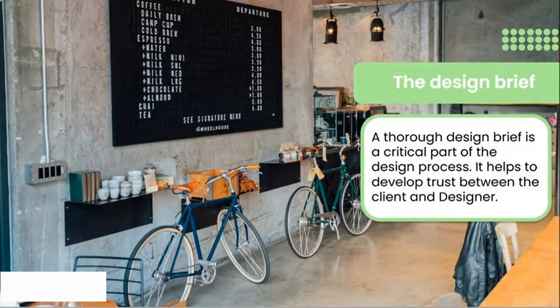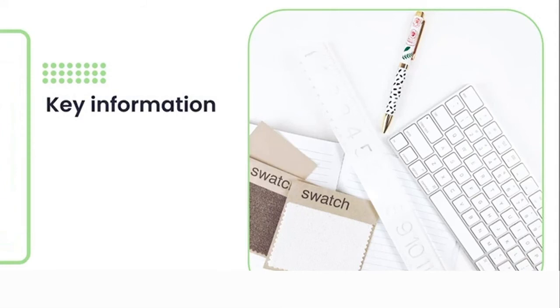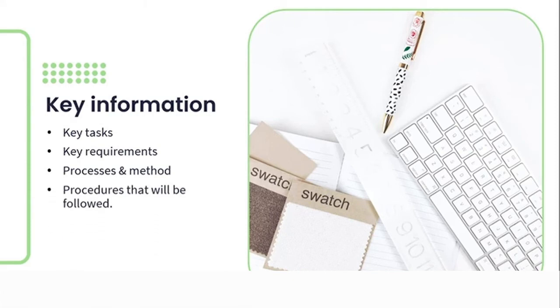A thorough design brief is a critical part of the design process. It helps to develop the trust between the client and the designer. Often clients aren't aware that the interior designer is there to help them realize their objectives, and your design brief is indicative of this. Let's take a look at some of the key information that your design brief needs to outline. Firstly, it needs to include key tasks and functions within the space, the key requirements and constraints of the project, identification of the procurement methods, and procedures that will need to be followed.